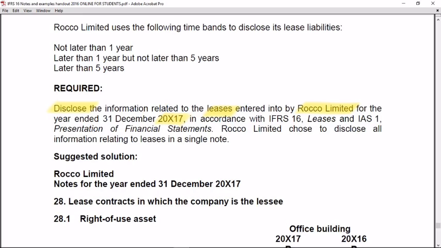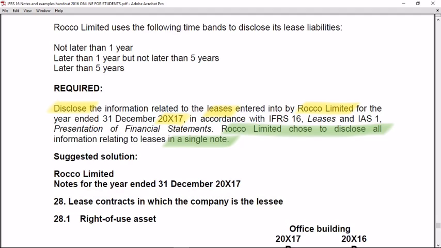Now something to start realizing under IFRS 16 is Rocco Limited chose to disclose all information relating to leases in a single note. IFRS 16 provides a lot of detailed information that needs to be disclosed. The best way to do that is in one single note. Look out for information like this in a question because this will guide you towards preparing a complete note when this is what is required from you.